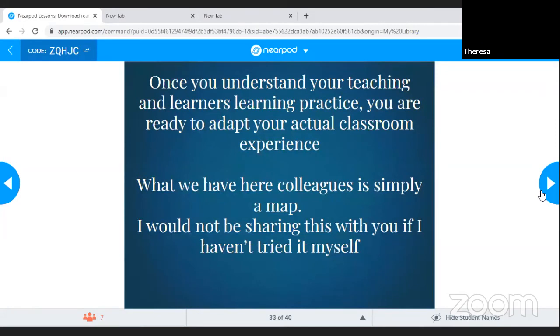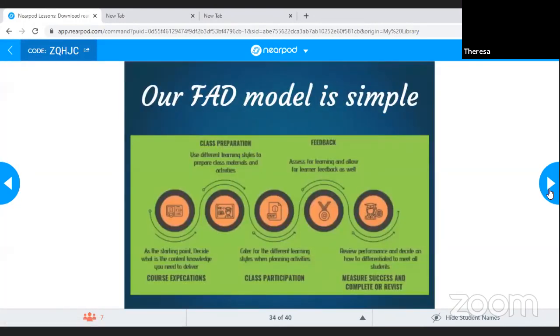So what we have here is simply a map. And I'm not sharing this simply because the information is out there. I'm sharing because it is something that I've tried in my classes as well. So I'd like for us to take away from this session what it is that we are suggesting with our FAD model. We are suggesting that you have a look at your course expectations.